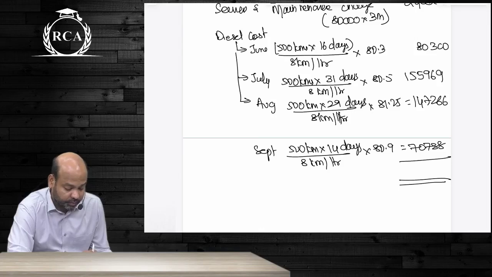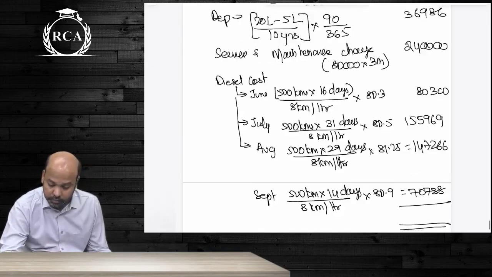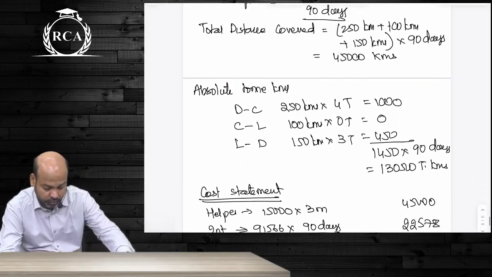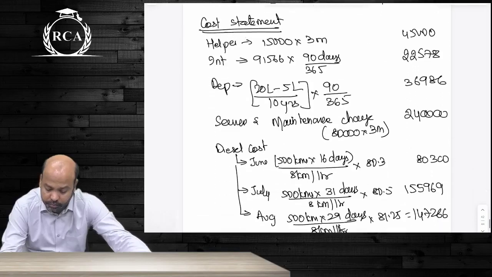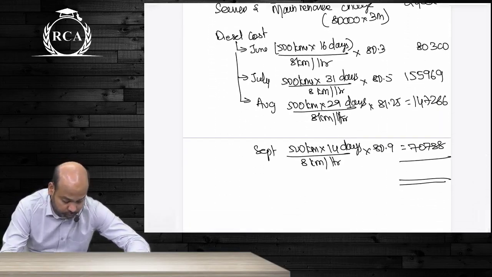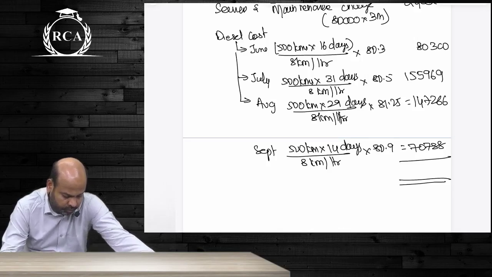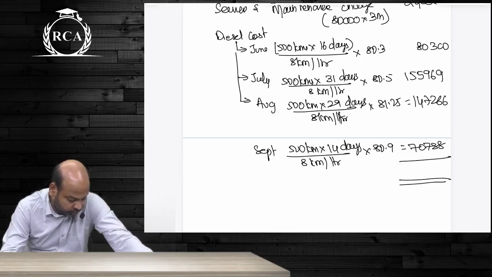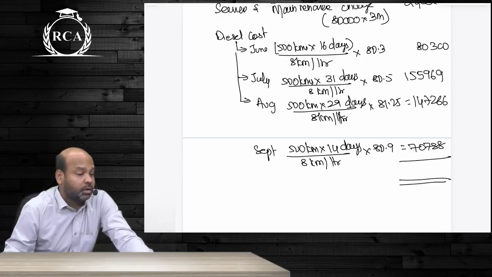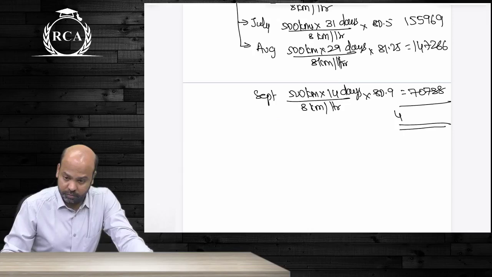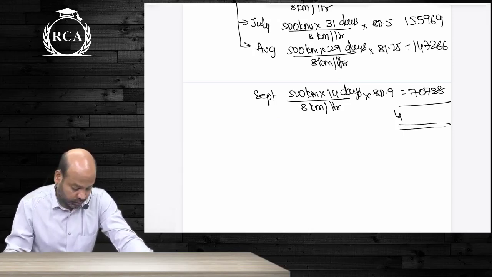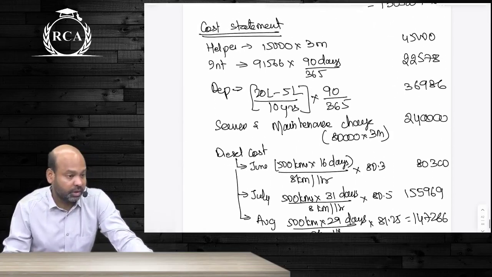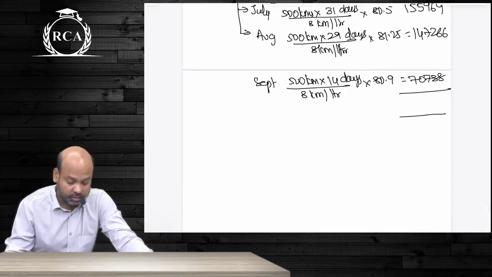Did you all get this guys? Are you all done? कितना है बेटा टोटल कॉस्ट? तो सिर्फ डीजल मिला है क्या? 7,98,000. तो सिर्फ डीजल मिला है ना? 7,98,000.